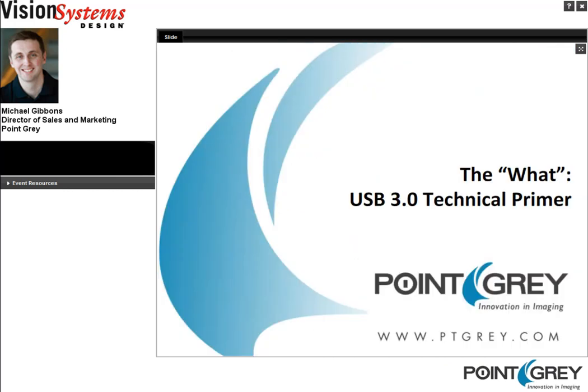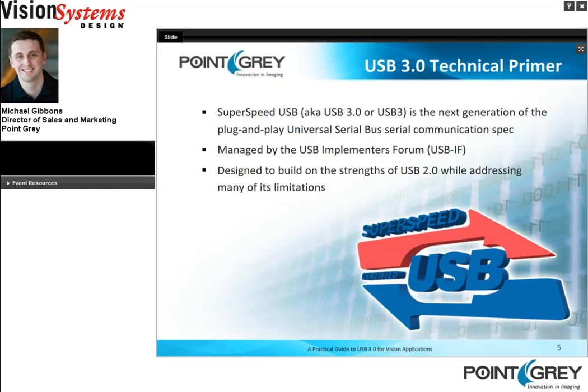Okay, so let's get into the what. I'm going to spend a little bit of time on USB 3 technology and a bit of the background on USB 3. SuperSpeed USB, also known as USB 3.0 or USB 3, is the next generation of the plug-and-play Universal Serial Bus serial communication spec. That standard was originally developed by Intel, Microsoft, Compaq, and others. It was originally developed for keyboards and mice, and then those companies went on to found the USB Implementers Forum.